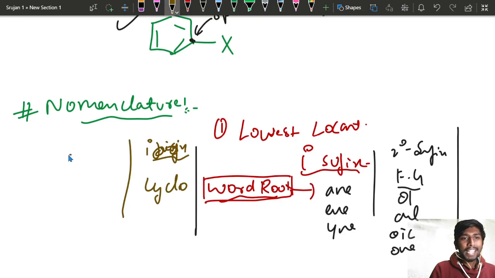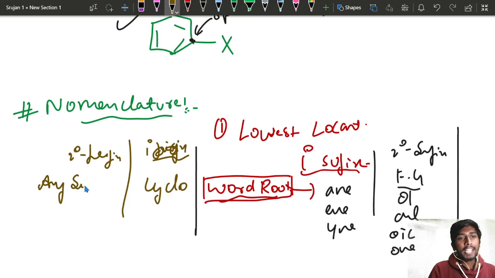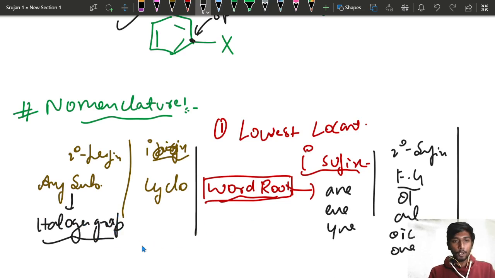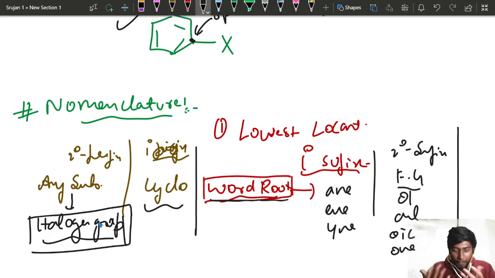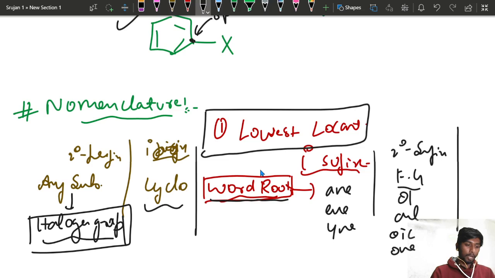Next, we'll talk about the secondary prefix. That will be any substituents. Under this, you will substitute with the halogen groups. So the halogen group is considered as a substituent. You have to find the word root first, then find whether any suffix is there or not. Then you see the cyclo, and then the halogen group, which halogen it is. Before doing this, we have to see the lowest locant. This lowest locant is compulsory for everything.